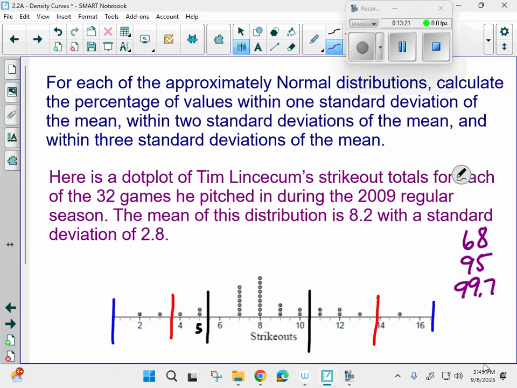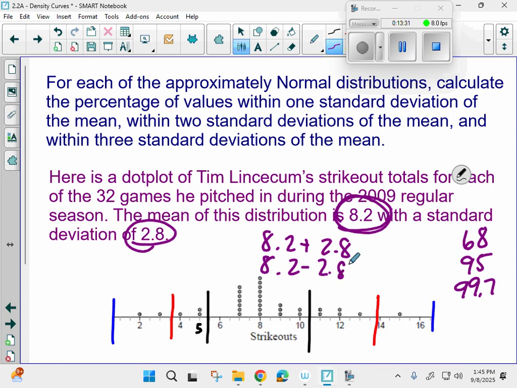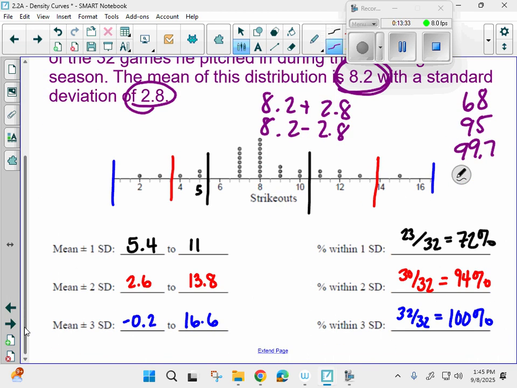If this is the mean and this is the standard deviation, first I can do the mean plus 1 standard deviation and the mean minus 1 standard deviation, okay? And if I add the mean plus 1, I get 11. And if I subtract 1 standard deviation, I get 5.4. So I want to know how much of the data falls from here to here. Anyways, you can count up all of these dots out of the total dots, and you would get 23 out of 32, about 72%, okay?